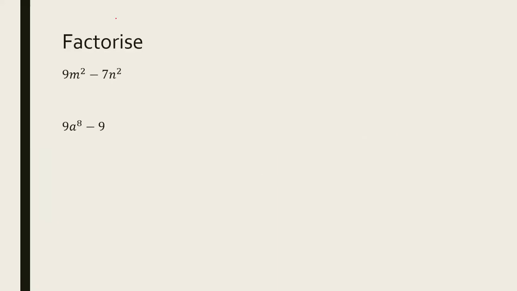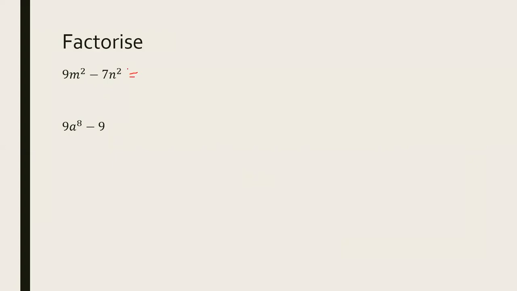Factorize 9m squared minus 7n squared. Some students told me that, sir, we cannot factorize these expressions because the square root of 7 is how much? So I think that there is no problem. How to factorize this expression is very, very simple.